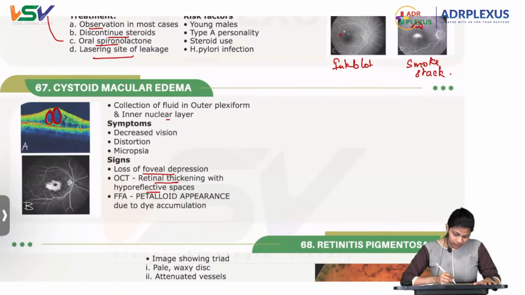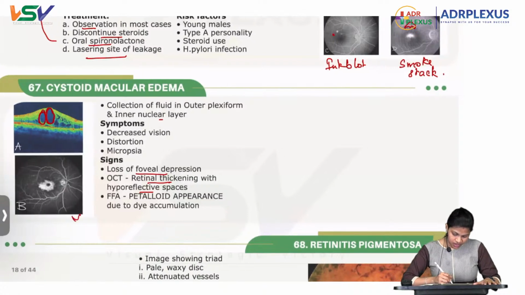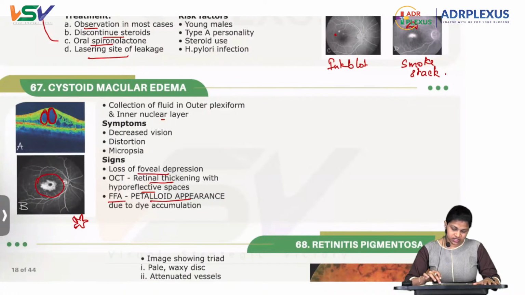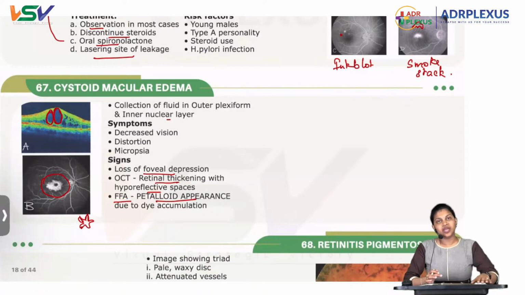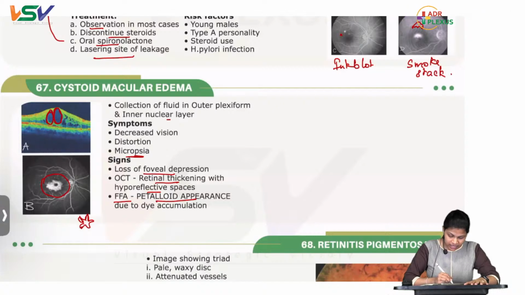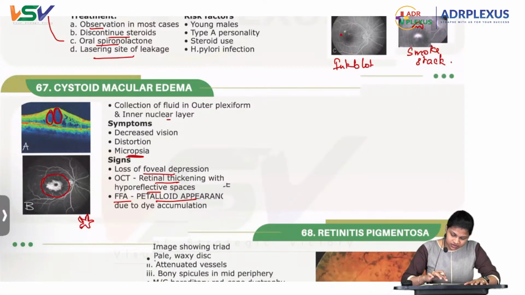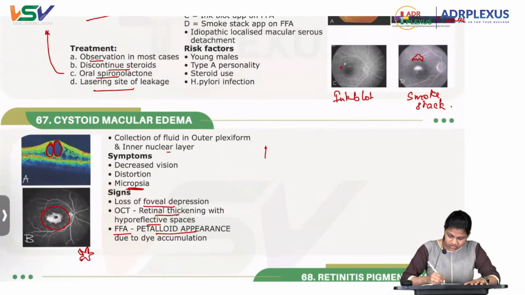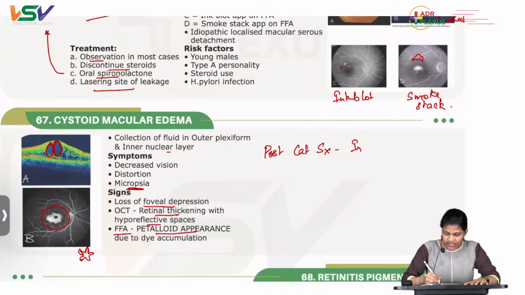When you do a fundus fluorescein angiography, you have a petaloid appearance. This is cystoid macular edema. The patient will have decreased vision, distortion, and micropsia. Micropsia means small images. Micropsia is a feature of cystoid macular edema, and when it occurs post cataract surgery, it is called Irvine-Gass syndrome.